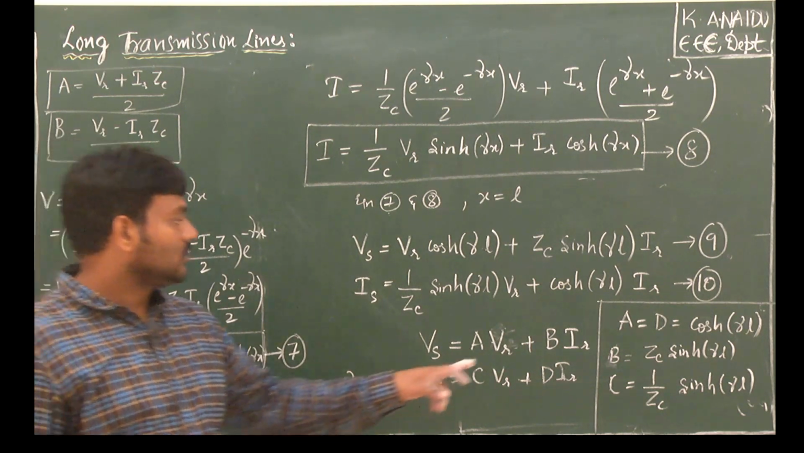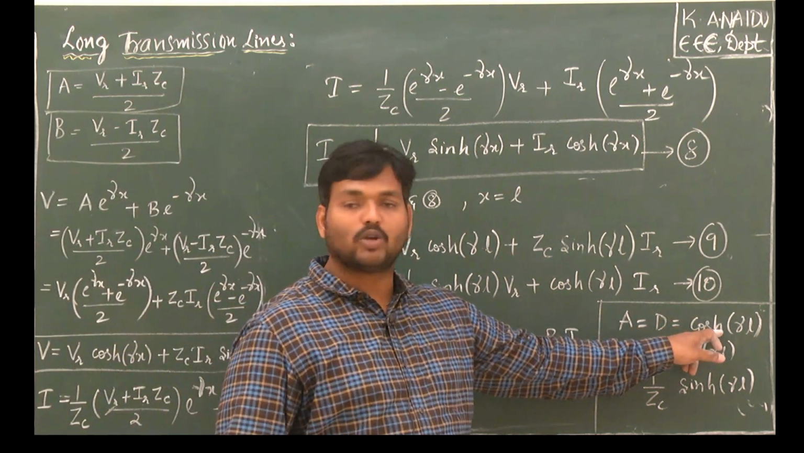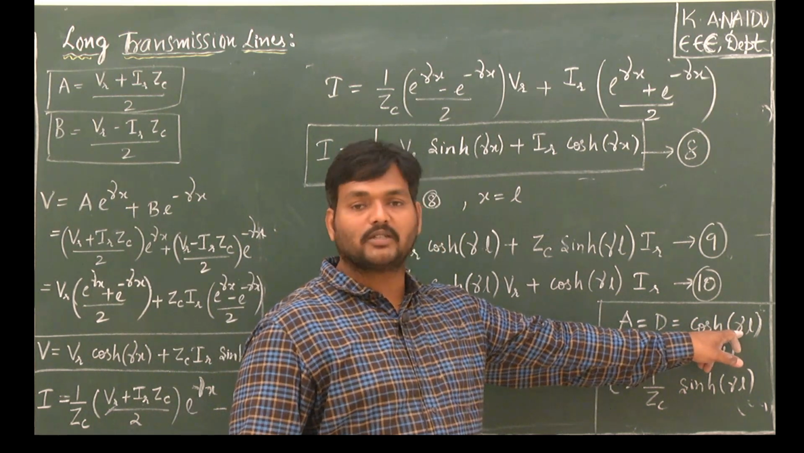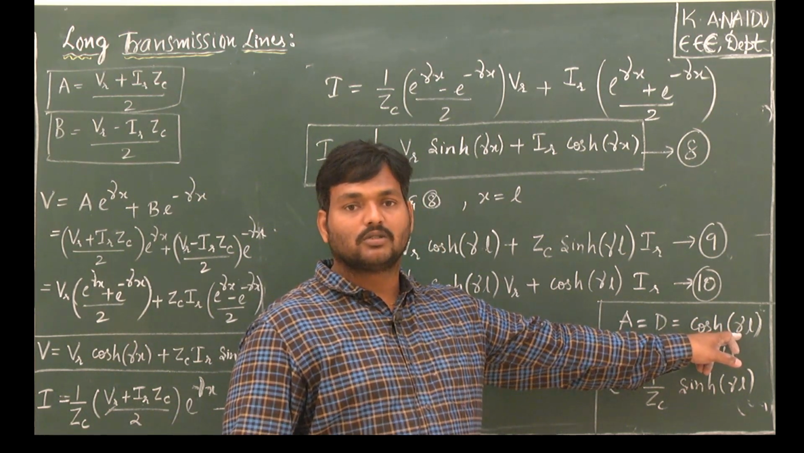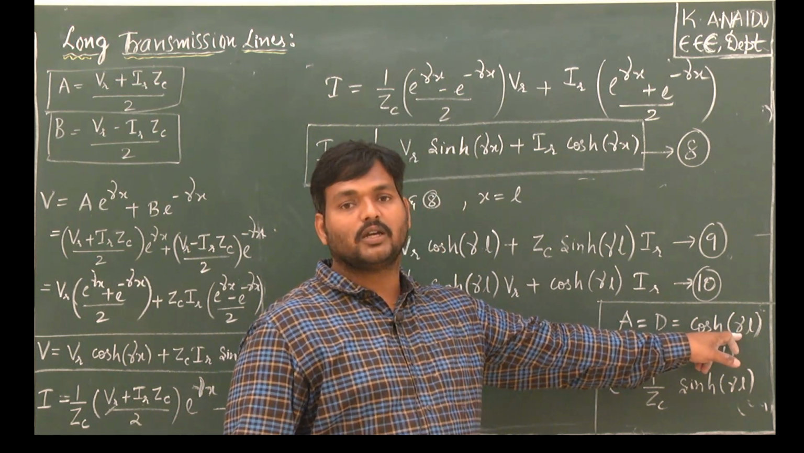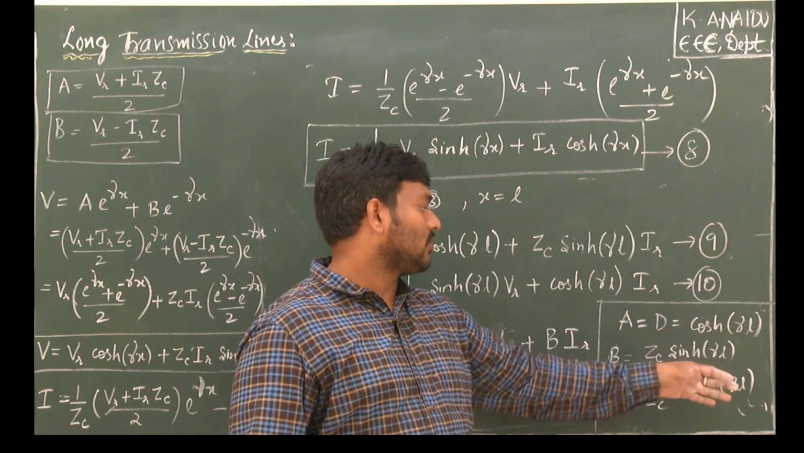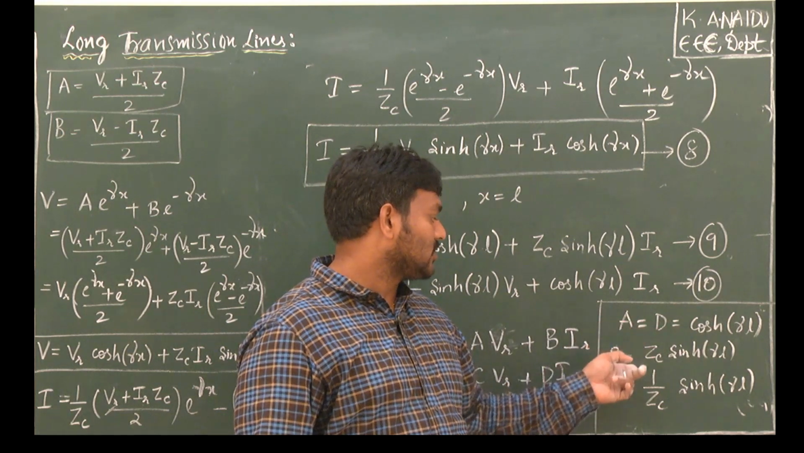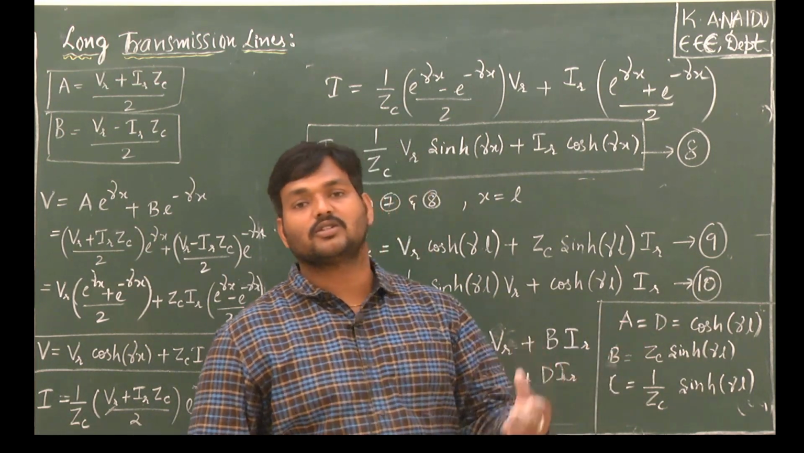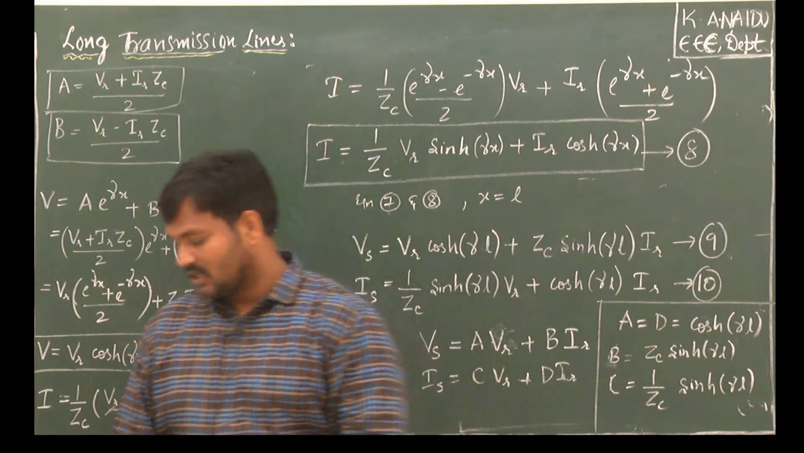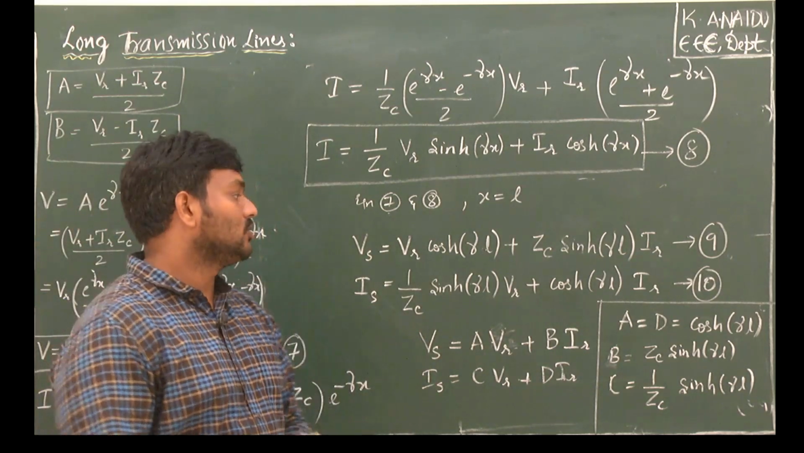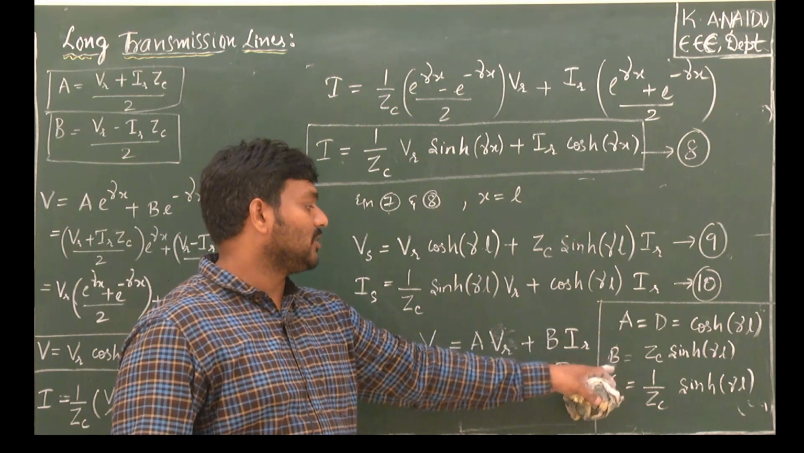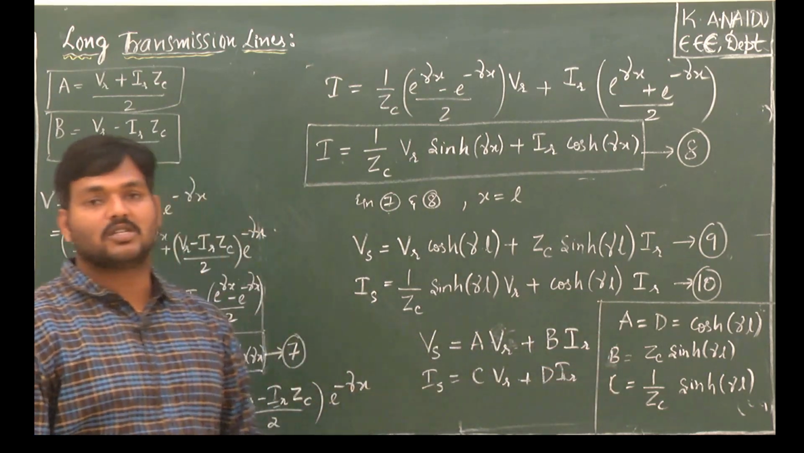Now here you see these parameters, they are having hyperbolic functions of complex numbers. What is gamma? Gamma is equal to alpha plus j beta. So this is a complex number. So if you want to derive or analyze these ABCD parameters, the evaluation is time taking. It is very lengthy. Okay. So here we will see some methods of how to determine these ABCD parameters.